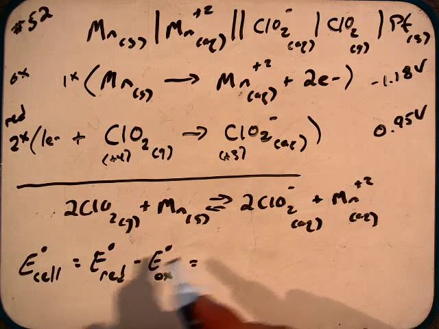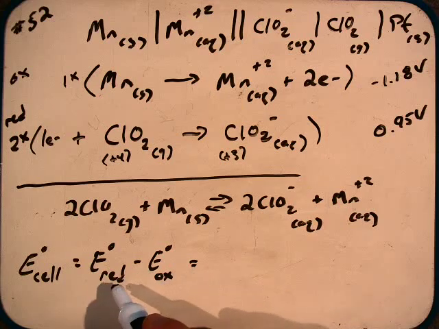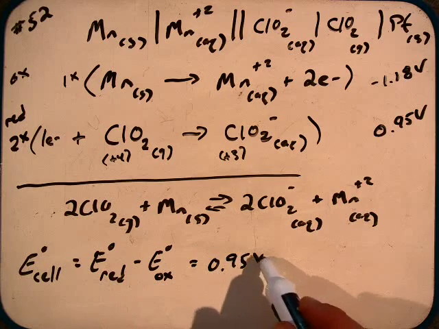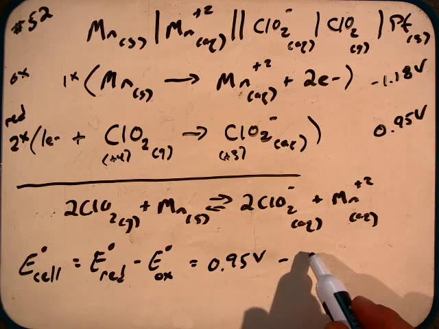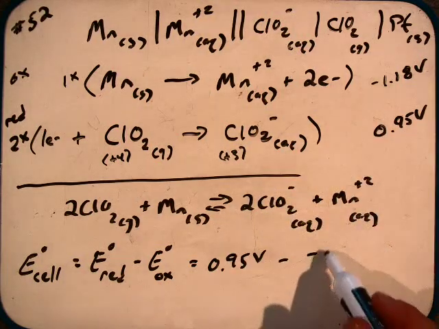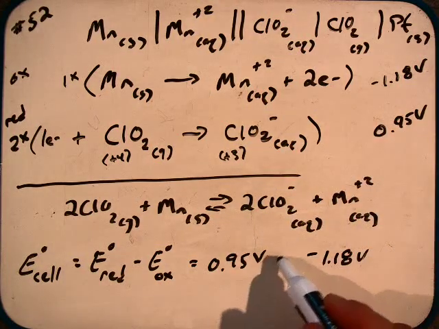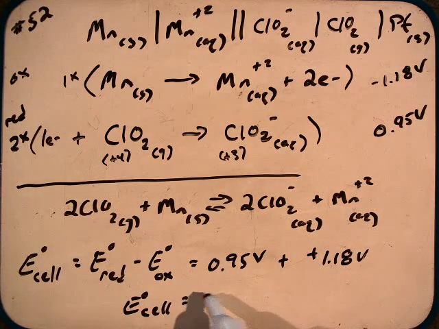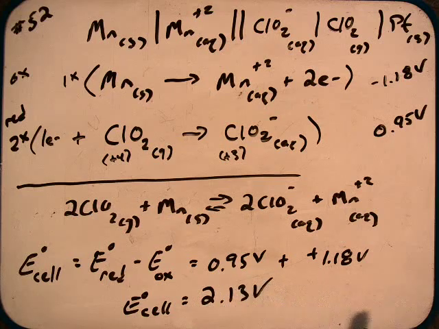And so we just want to plug those values in. Our reduction is 0.95 minus our oxidation, which is our negative 1.18 volts. So those signs get changed. And then our cell potential for the reaction is determined to be 2.13 volts. That is number 52 in chapter 18.